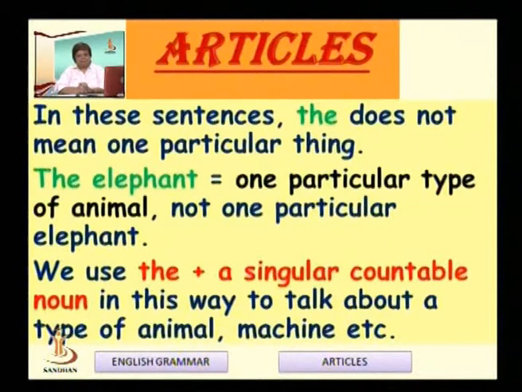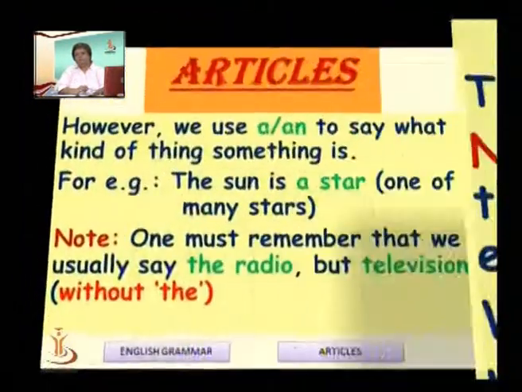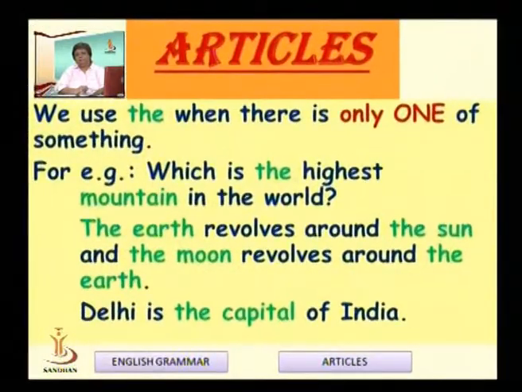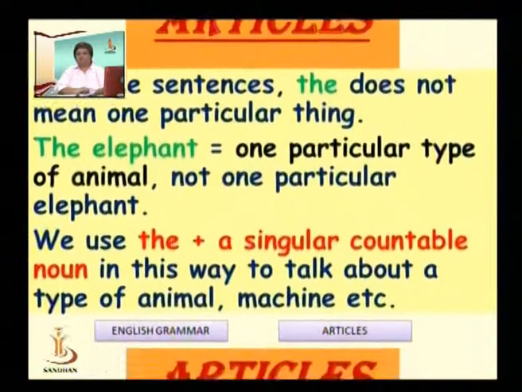In these sentences, the does not mean one particular thing. The elephant represents one particular type of animal, not one particular elephant. This is extremely important. We'll go back a couple of slides and see what we took down. We use the when there is only one of something. Now don't confuse this, friends, with what we are doing right now.